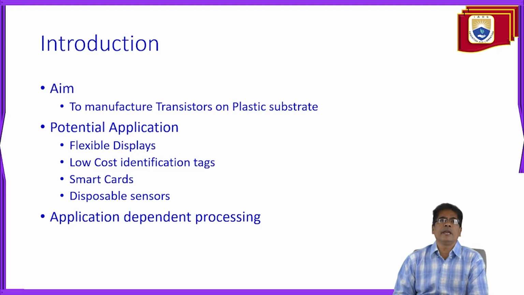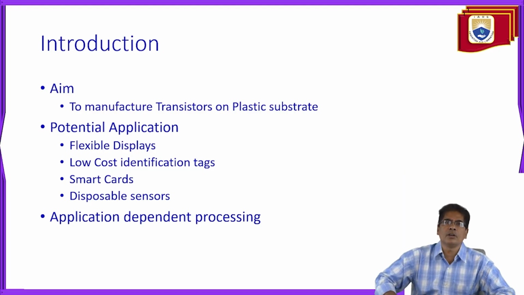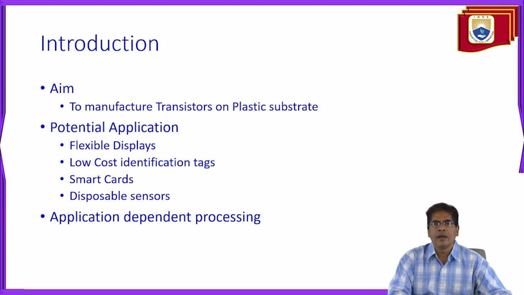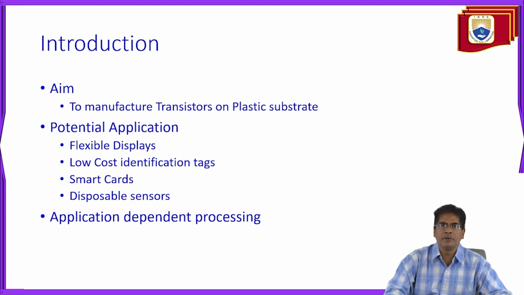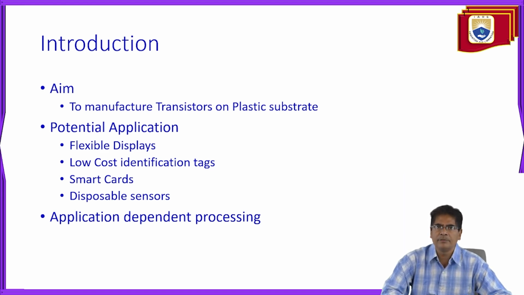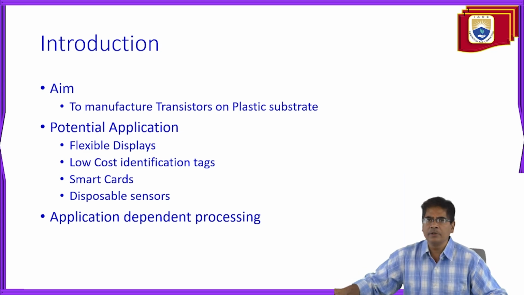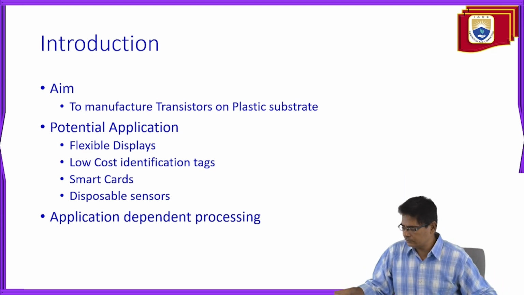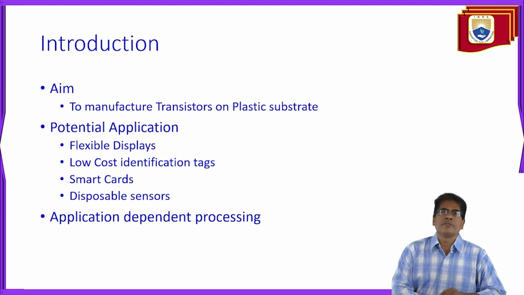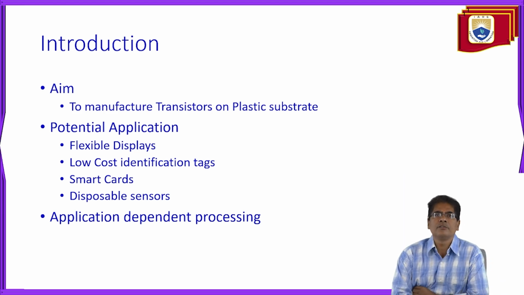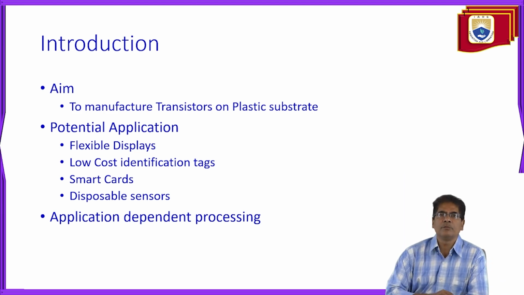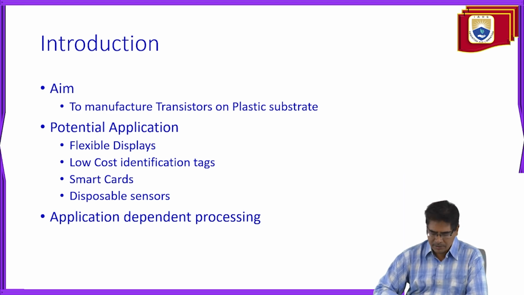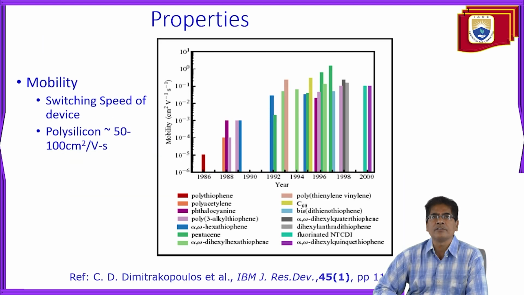So the introduction. The aim of this is to manufacture transistors on plastic substrate, right? And what are the potential applications of flexible displays, low cost identification tags, smart cards, and disposable sensors, and application development, application dependent processing.